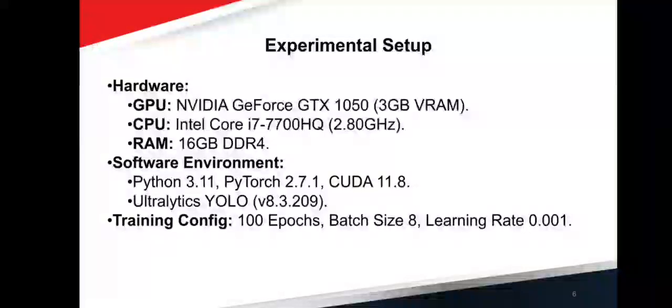The experimental setup, the hardware we used for training: the GPU is an NVIDIA GeForce GTX 1015 with 3GB VRAM, the CPU is an Intel Core i7, and the RAM is 16GB. Software environment with Python, PyTorch, and CUDA, because we train on the GPU, not the CPU. We use the Ultralytics YOLO and training config of 100 epochs with batch size 8 and learning rate 0.001.